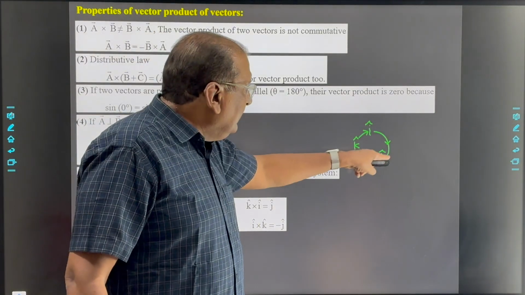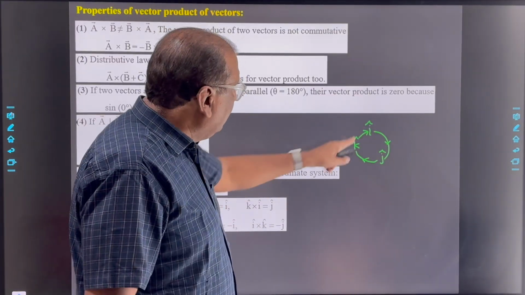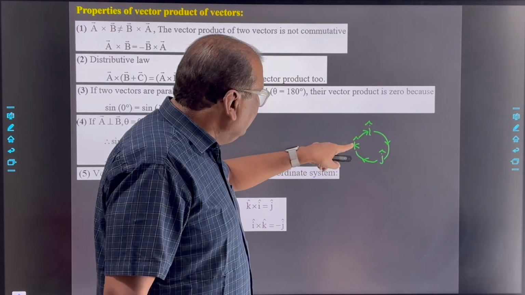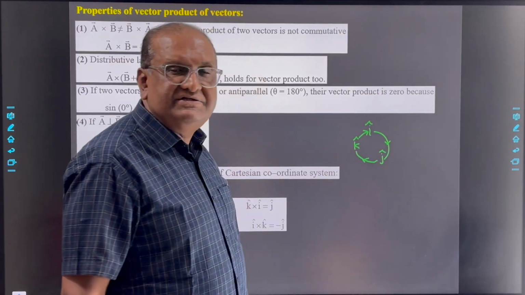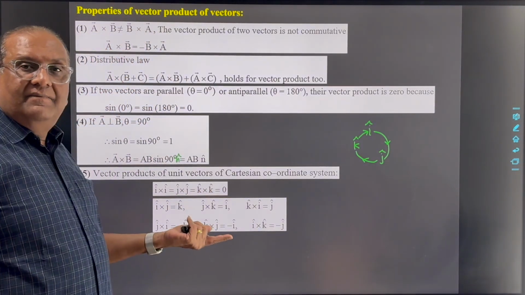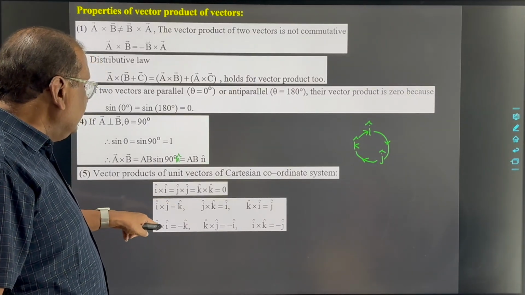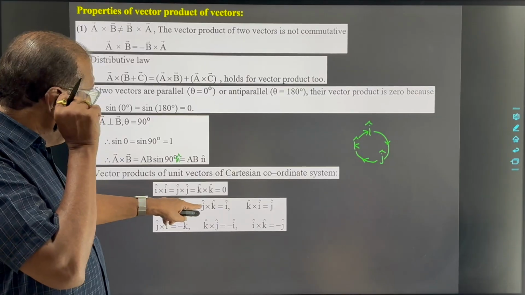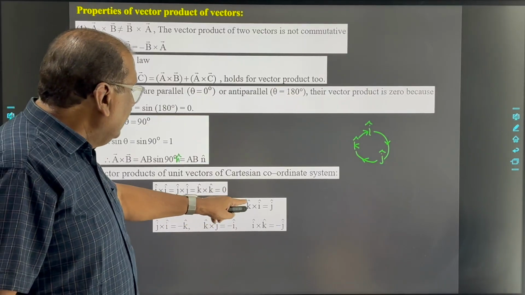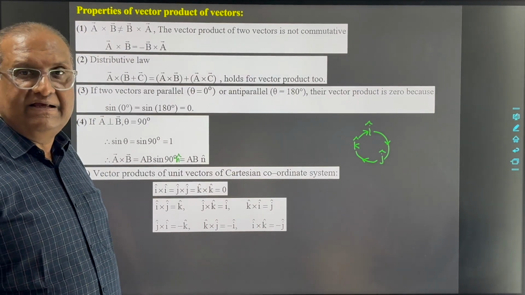Now in this way, if you think clockwise for this circle, then easily you can remember i cross j is k, j cross k is i, and k cross i is j. Now if you take anti-clockwise, then the result will be with a negative sign. See here, i cross j is k, so j cross i is minus k. j cross k is i, so k cross j is minus i. k cross i is j, so i cross k is minus j, right?